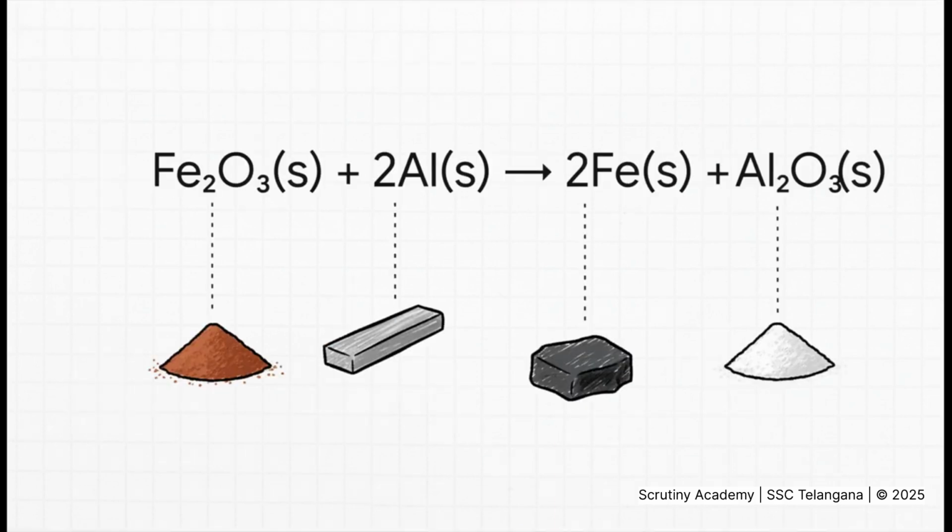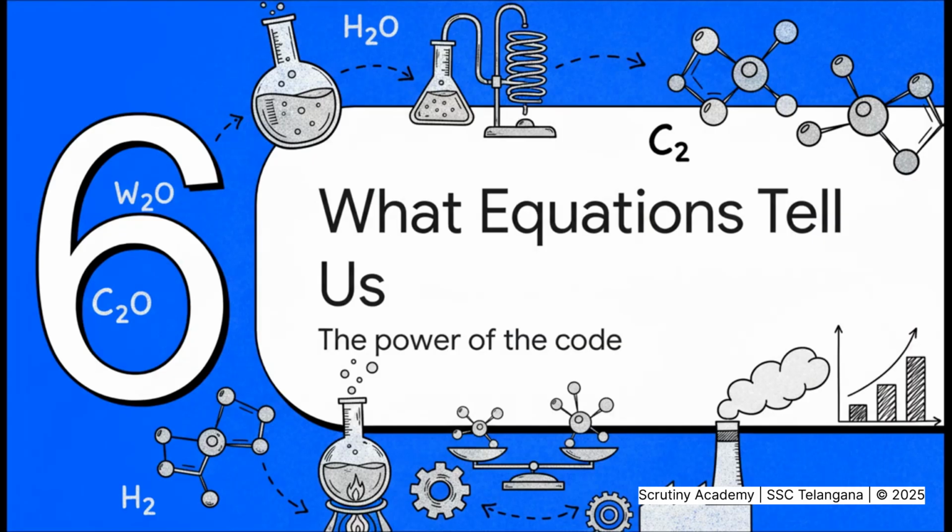Each one of these symbols adds another layer to the story. Let's see how this all comes together. Our balanced equation for iron oxide and aluminum now becomes a complete narrative. We can read this like a sentence. Solid iron oxide reacts with solid aluminum to produce solid iron and solid aluminum oxide. See? Every symbol tells us a crucial piece of information. So we can now write and read the language of chemistry.